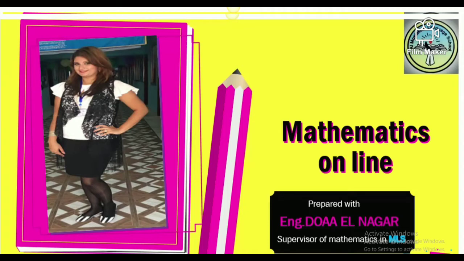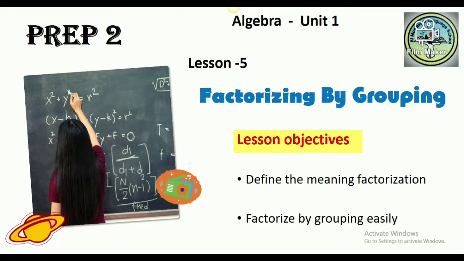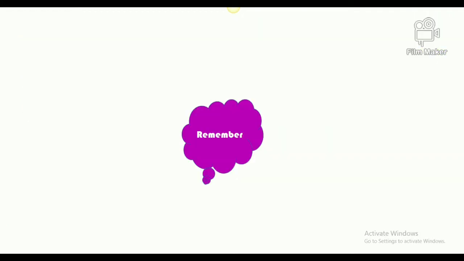Let's start our lesson today. Our lesson today is factorizing by grouping. Our lesson objectives: define the meaning of factorization, and factorize by grouping easily. We studied other types before. Who can tell me which types of factorization we studied before?